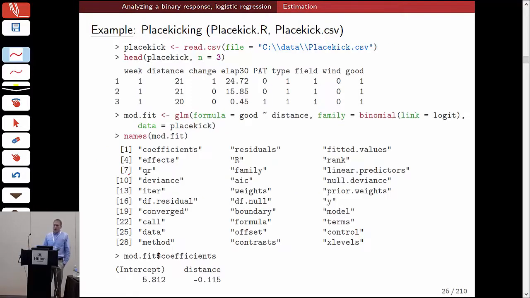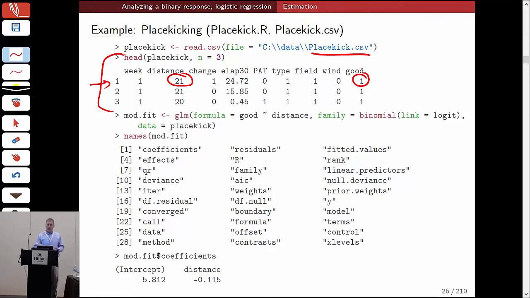So with this particular data set, I'm going to first read it into R, and it's in a comma delimited file, so I just simply use read.csv. I put it into an R data frame called Placekick. And I look at the first 3 observations, just as a check to make sure everything looks good. So, for example, the first observation here has a distance of 21 yards, and it was a success. There's a lot of other variables there. We'll talk about a few of those as we go along here today.